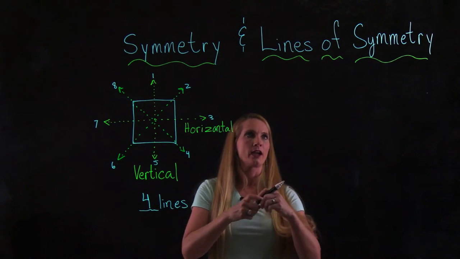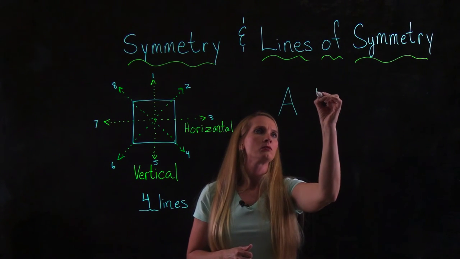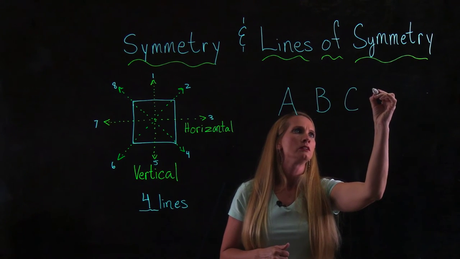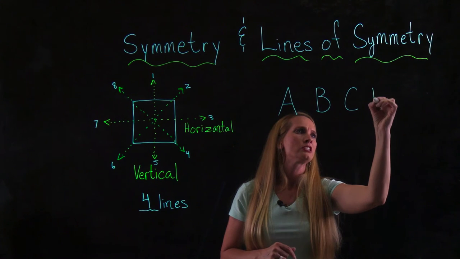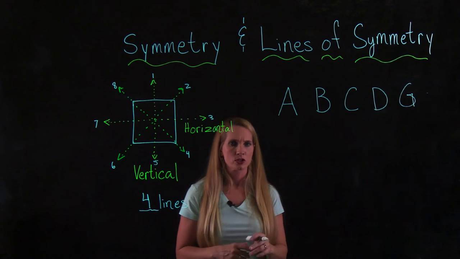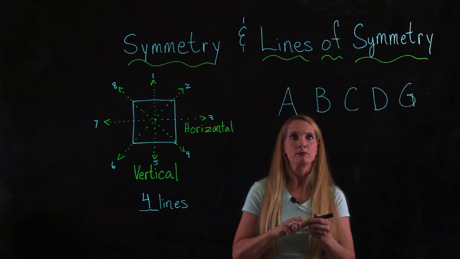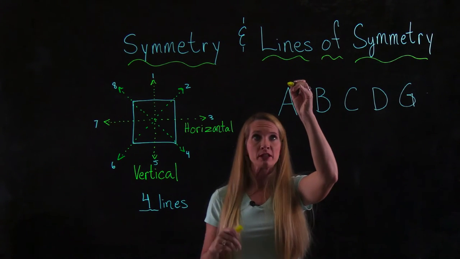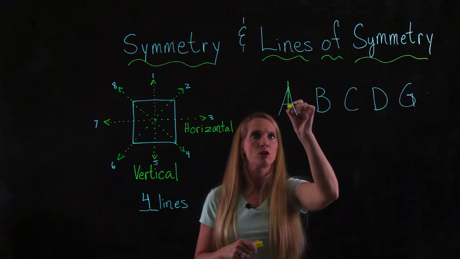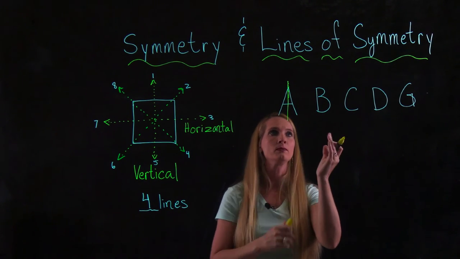So let's look at maybe some letters. Let's do A, B, C, D, and I'm going to jump to G. Okay, so if I look at A and just looking at some letters here, I can basically take my pencil or whatever I've got and just draw a line. And so I can see that my A could fold in half and be symmetrical.